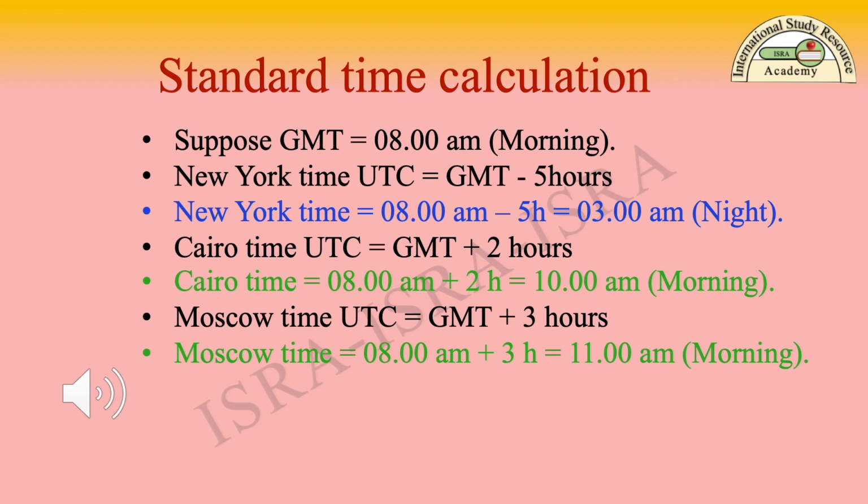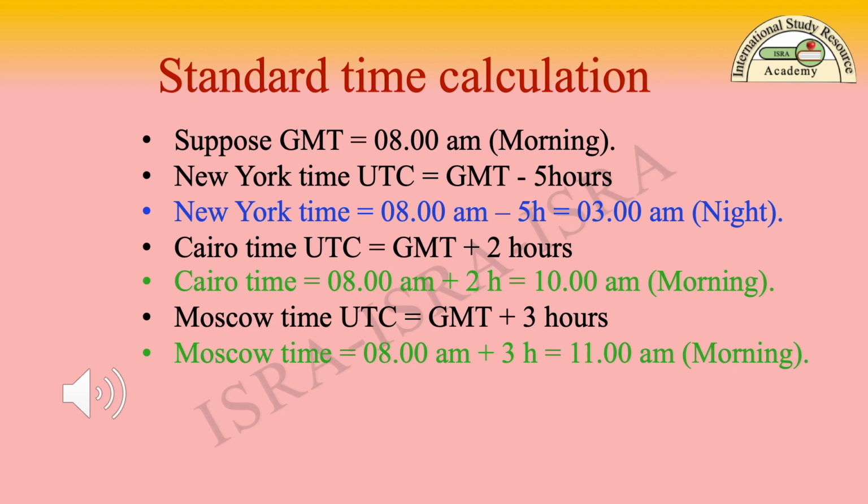Suppose GMT is equal to 08.00 am morning time, then New York time is calculated as follows. Since UTC of New York is equal to GMT minus 5 hours, therefore New York time is equal to 08.00 am minus 5 hours equal to 03.00 am, and this is a night time before dawn, but you can say next day morning time.